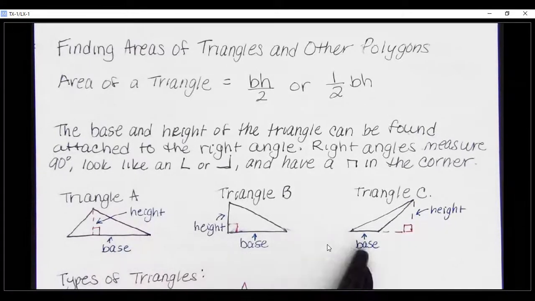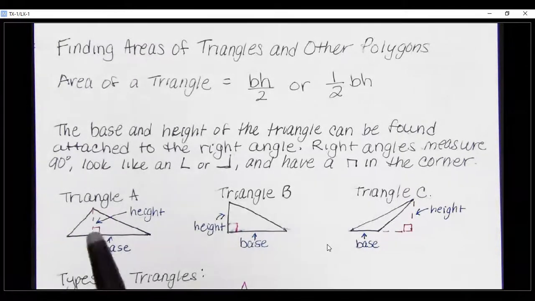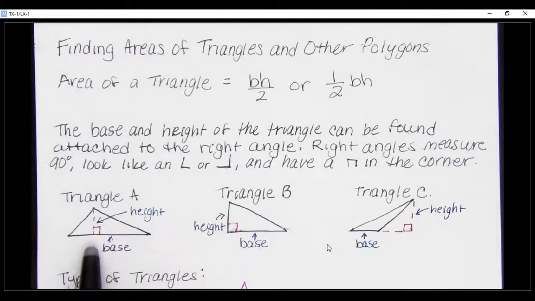So there are 3 examples of different triangles that you might see. Because triangles are not always the same, there's not going to be a given height all the time within the triangle, I should say. In this example, there is.